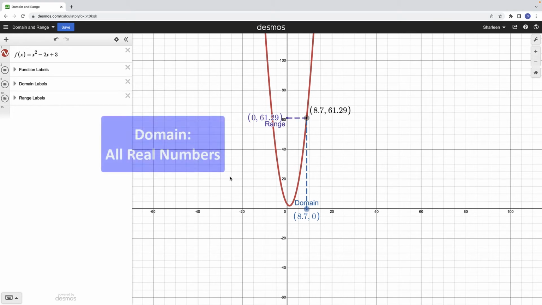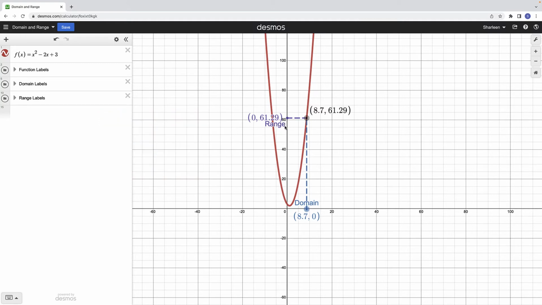So the domain for this function is all real numbers, or in interval notation, we would write that from negative infinity to infinity. That just means that every single x value will correspond to a point on the graph of this function. For the range, we're looking at the possible y values.